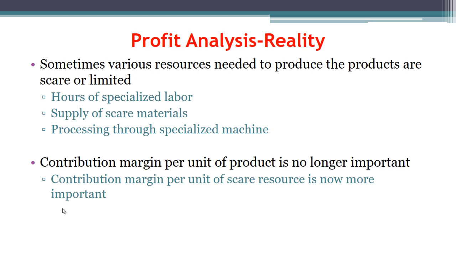Instead, it's the contribution margin per unit of scarce resource that's now more important. So it could be hours of labor, machine time, number of parts, because we only have so many parts around.